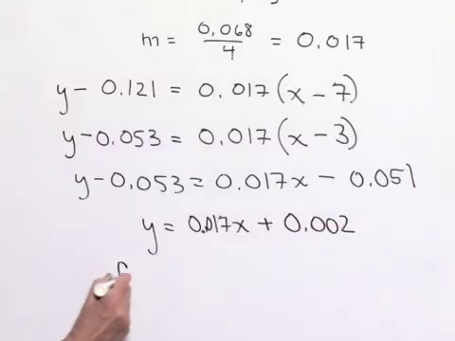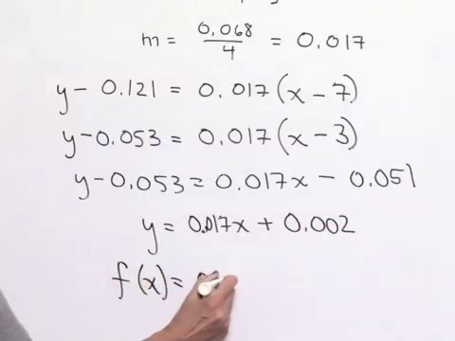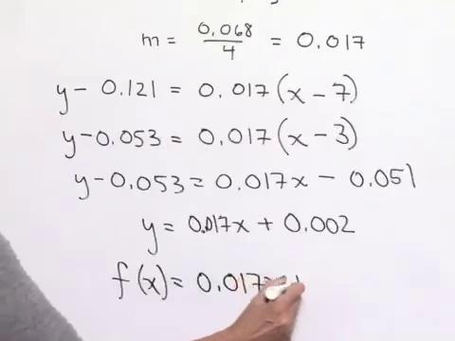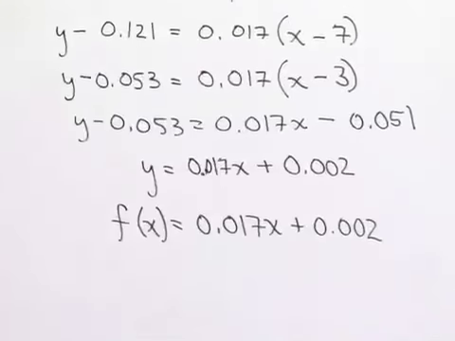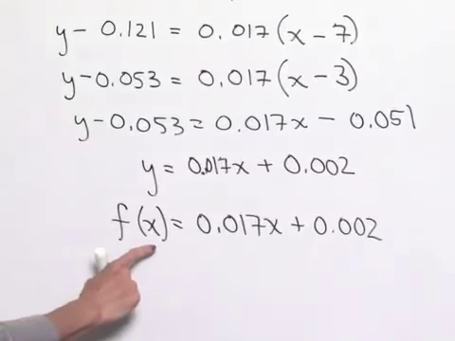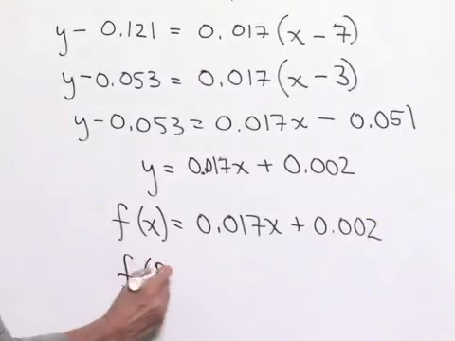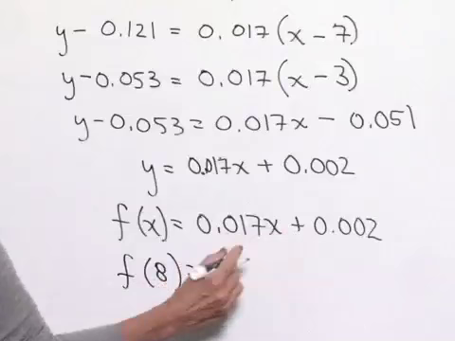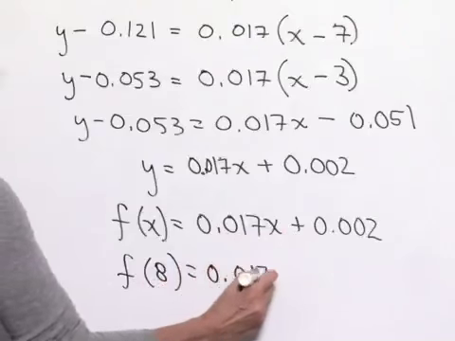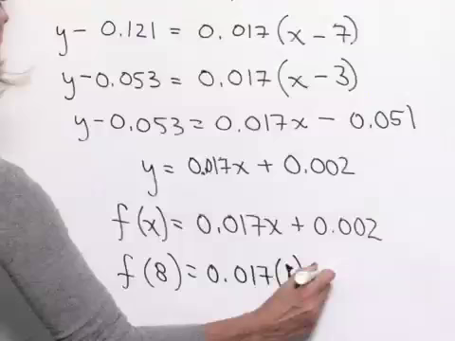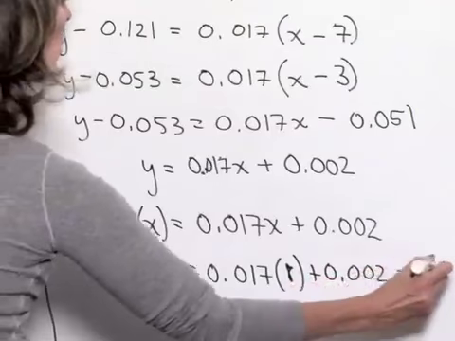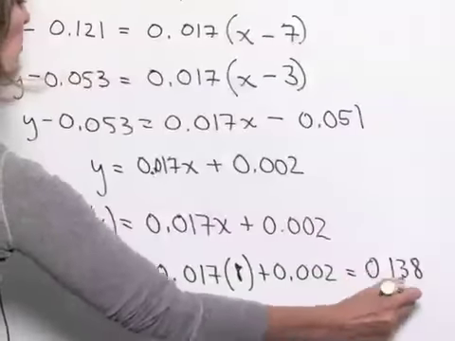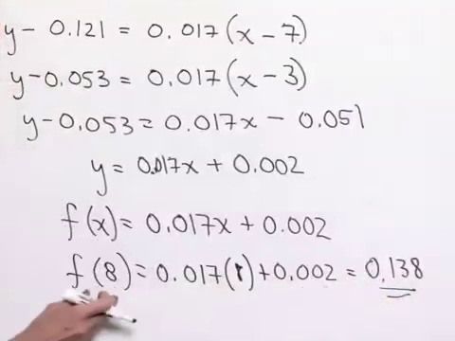Now we're going to write this in function notation. f of x then equals our slope times x plus the constant 2 thousandths. Part C of the problem is asking us to determine what would happen if x, which stands for the number of beers, was equal to 8. So that means we can evaluate f of 8 by substituting the value of 8 wherever we see an x. This will be 0.017 times 8 plus 0.002. Evaluating this gives us a value of 0.138, and this would then be the blood alcohol concentration after 8 beers.